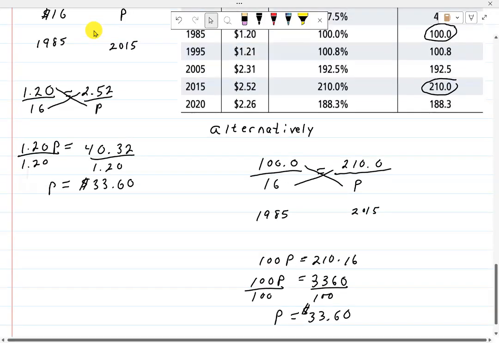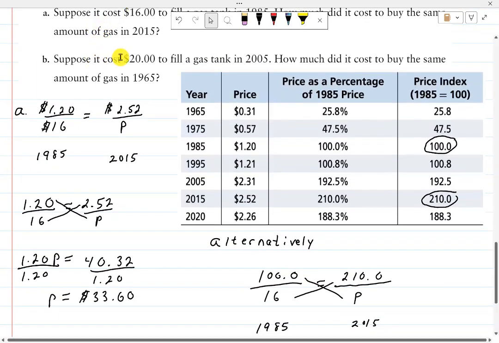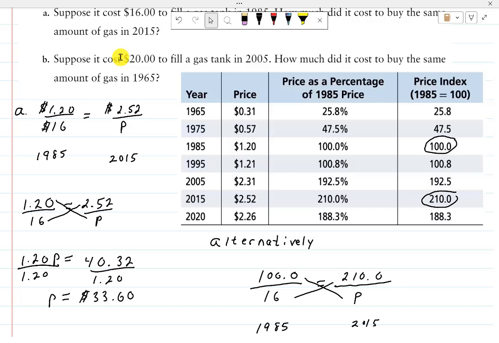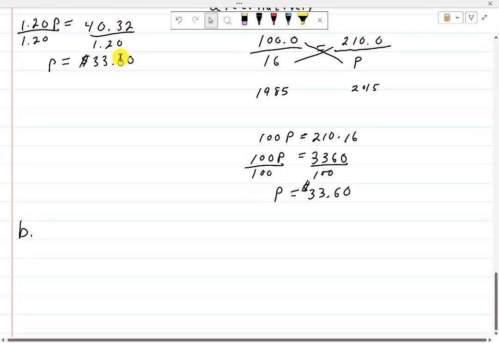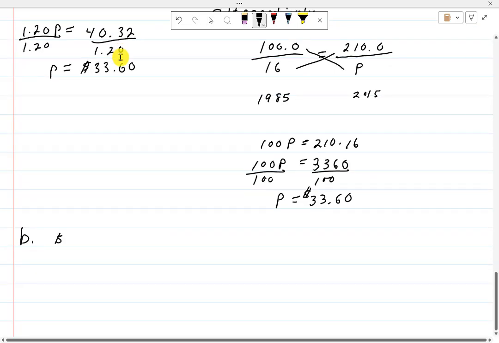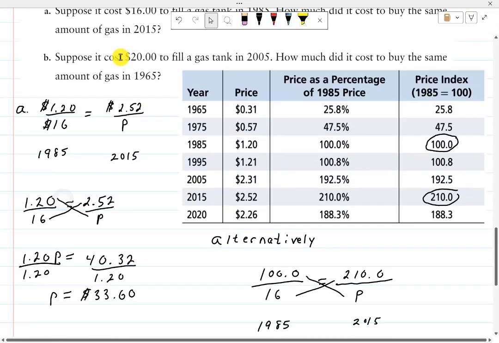There was a part B. Let's see what that asked me to do. Here it cost $20 to fill a tank in 2005. How much did it cost in 1965? So $20 in 2005. So we spent $20. Actually, I usually put those on the bottom. Let's put those on the bottom then. $20. And when did I buy this? In 2005.